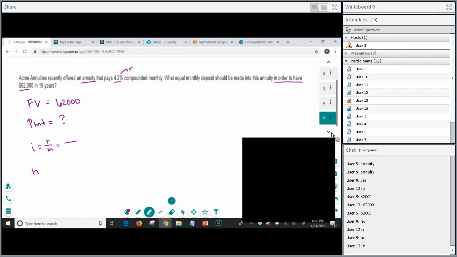So what would I be here? What goes on the top? We put it in as a decimal, so it's going to be 0.042. How about on the bottom? Yes, 12. So this says it's compounding monthly. So if it's monthly, that means 12 times a year. So if you put the 0.042 over 12 in your calculator, you should get 0.0035. So the I is going to be 0.0035. Okay?